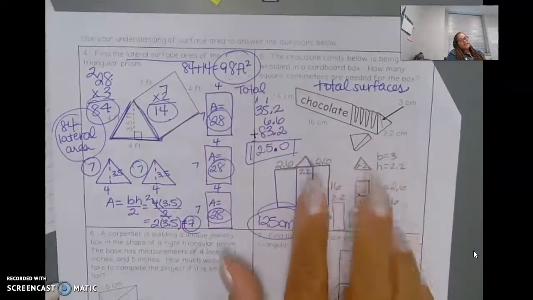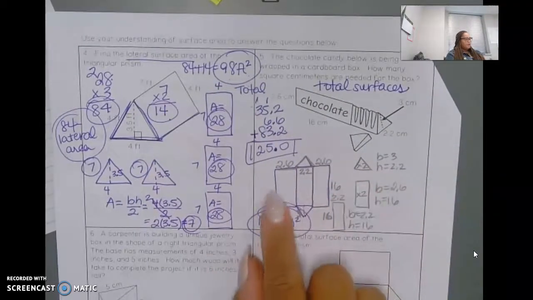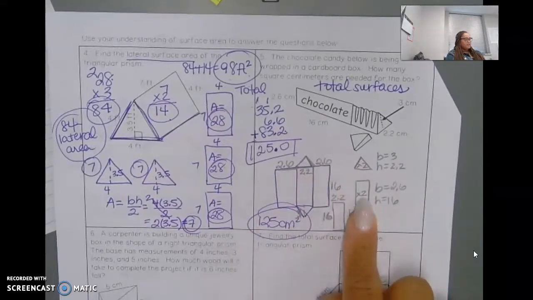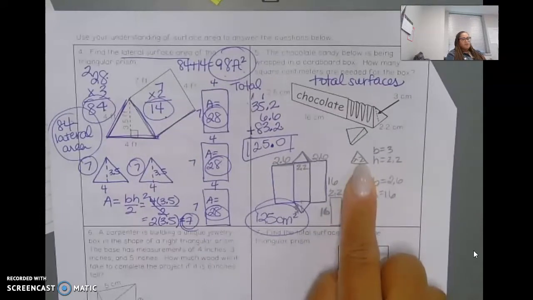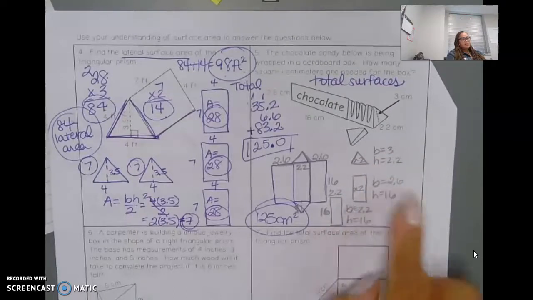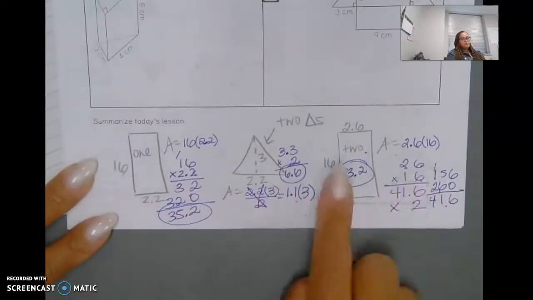For the chocolate candy, this is relative to the Toblerone. I wrote out my net and then I drew what I had. I had 2 rectangles that are the same and 1 that was different. So that's 1, 2, 3 rectangles. And then I have my 1 triangle here. I wrote my base and height, base and height, base and height of each shape. I ended up going down to the bottom to show my actual work.